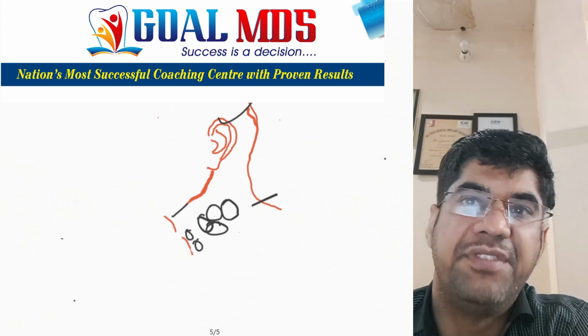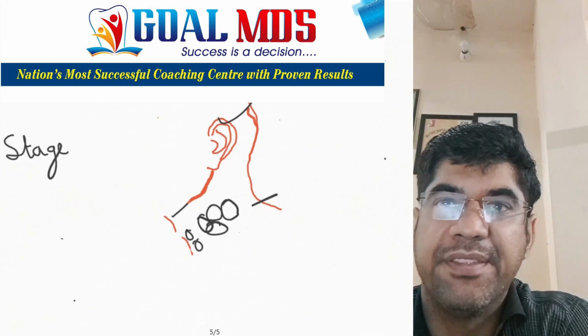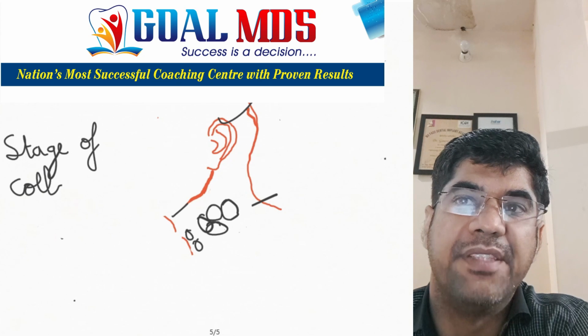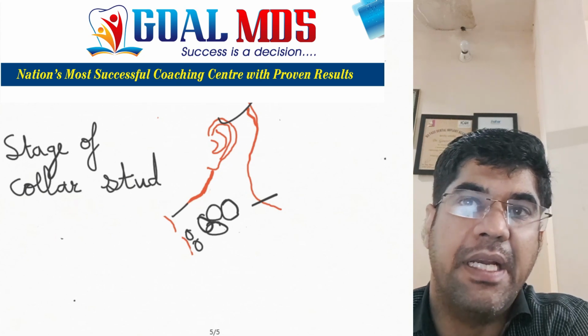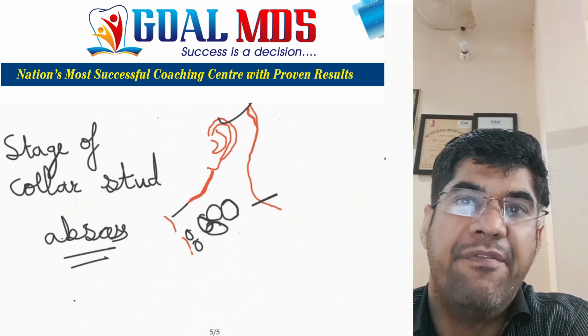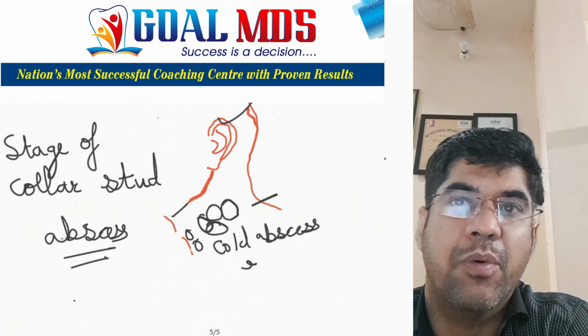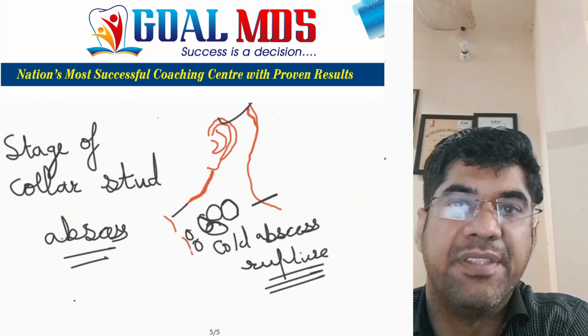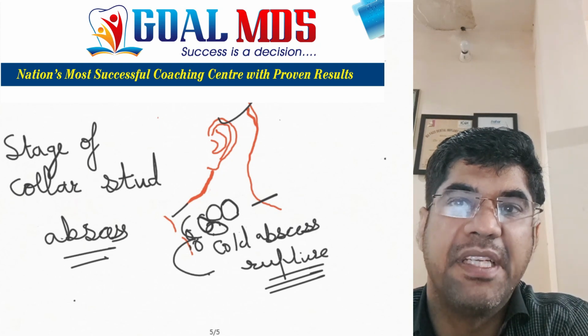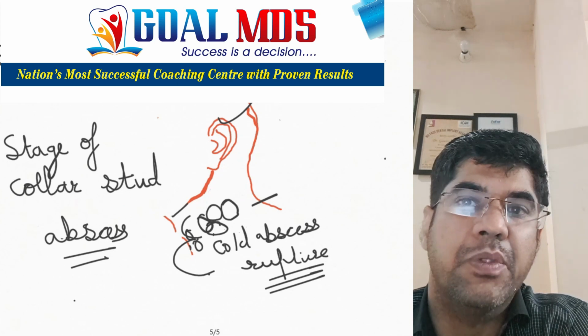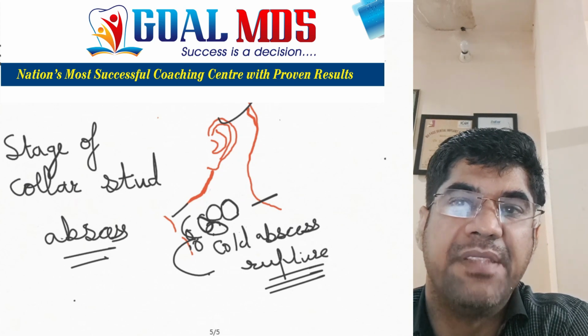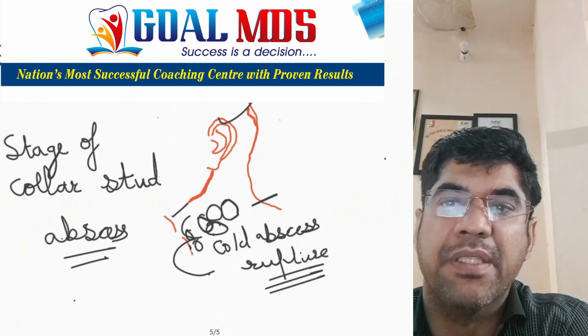The fourth stage is the stage of collar stud abscess. When the cold abscess that is deep to the deep fascia ruptures, it forms another swelling in the subcutaneous plane. That is known as the stage of collar stud abscess. And the last stage is the stage of sinuses. A sinus is a blind tract leading from the surface down into the tissue. It occurs when the collar stud abscess ruptures through the skin.